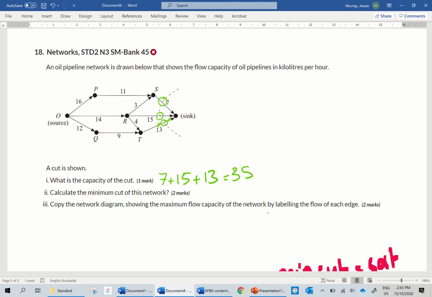All right, part 2, calculate the minimum cut. How can we calculate the minimum cut? Well, we could throw a bunch of different cuts all through it, see where we reckon, add them up, see which one's the smallest one, and hope we hadn't missed any. No, let's not do that. Let's have a look at all the possible sequences.